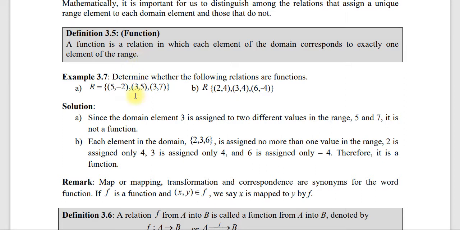ነገር ግን አንድ ዶሜን ከተለያዩ ሬንጆች ጋራ ምን መሆን አይችልም? ፔር መሆን አይችልም። በዛ ምክንያት A ላይ ያለው ኤግዛምፕል it is not a function እንላለን ማለት ነው። B ላይ ደግሞ ይዩት each element in the domain 2, 3, 6 is assigned no more than one value in the range. 2 is assigned only 4, 3 is assigned only 4, and 6 is assigned only -4. Therefore it is a function.